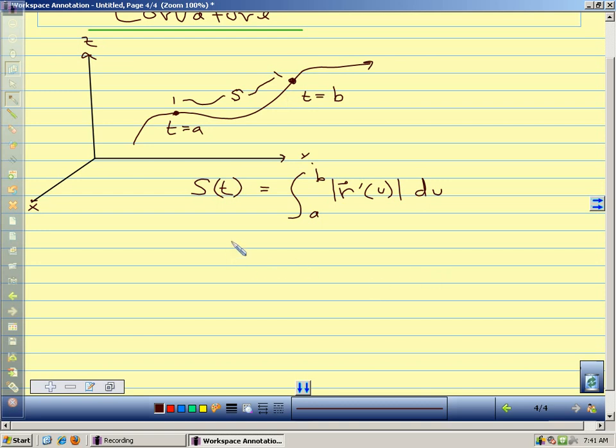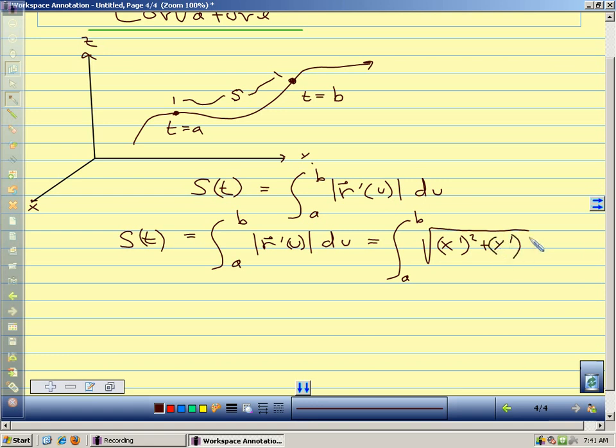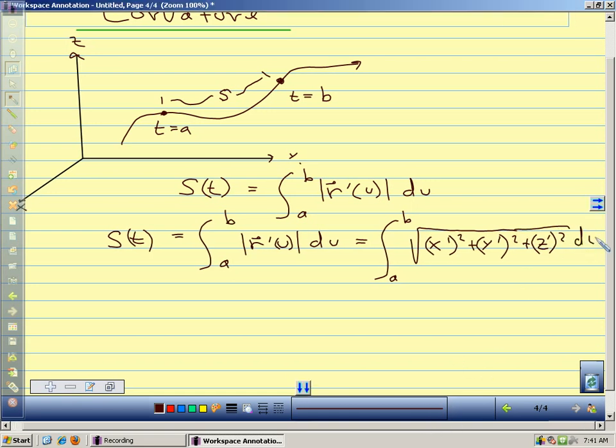So we call s of t equals the integral from a to b of the magnitude of r prime, and I'm just going to write all of our different formulas. That equals the integral from a to b of the square root of x prime squared plus y prime squared plus z prime squared. And we're saying this is a function of our dummy variable also. This is the arc length function.